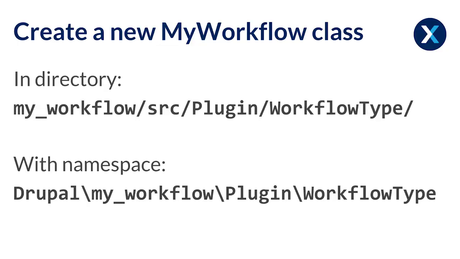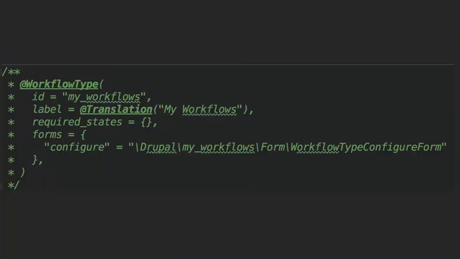So to create a workflow type plugin, it's the standard Drupal plugin approach, where essentially you just have to create a class. It has to be in a specific directory for Drupal to find it with a specific namespace. So this is a pattern that if you've written plugins before, you'd be pretty familiar with. And then we just provide the annotations for defining a new workflow type. So here I've just got a simple example where I've given it an ID of my workflows and a label.